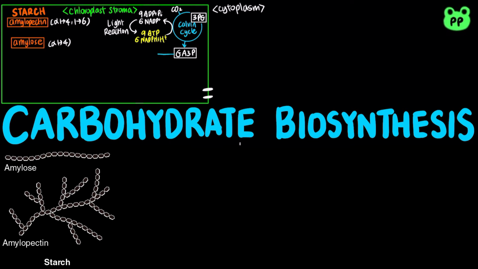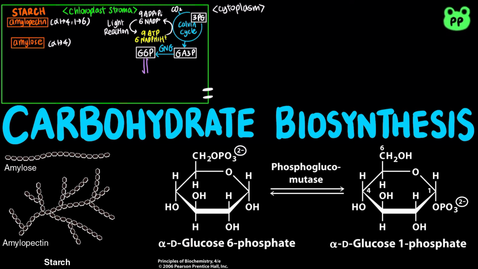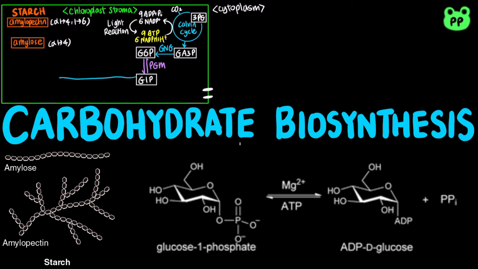First, glucose 6-phosphate, abbreviated as G6P, derived from 2 molecules of glyceraldehyde 3-phosphate through gluconeogenesis, is converted to glucose 1-phosphate, or G1P, by phosphoglucomutase, abbreviated as PGM. ADP glucose pyrophosphorylase then condenses glucose 1-phosphate with ATP to form ADP glucose and inorganic pyrophosphate, which is cleaved by pyrophosphatase into 2 molecules of inorganic phosphate.